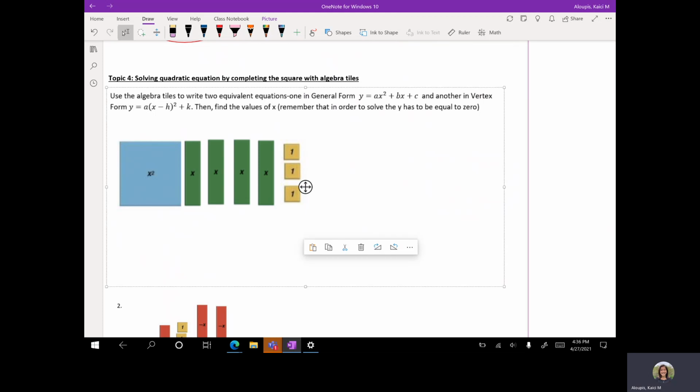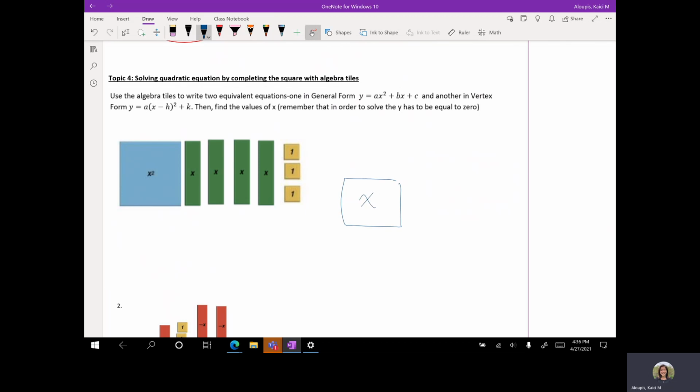Okay, then find the values of x. Remember that in order to solve, the y has to be equal to 0. So we have this blue algebra tile, and I'm going to set up my blue algebra tile.